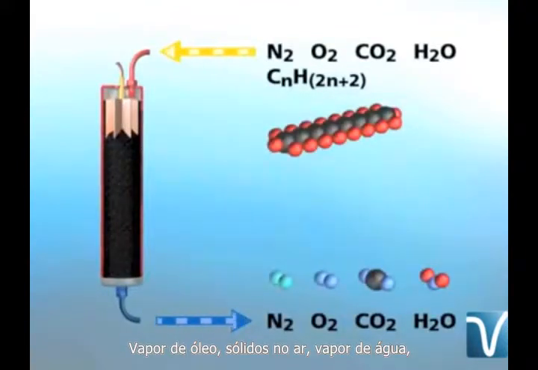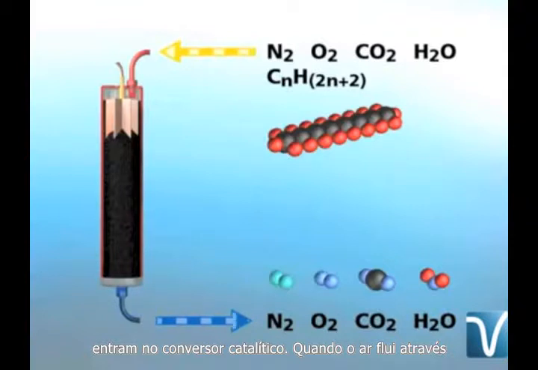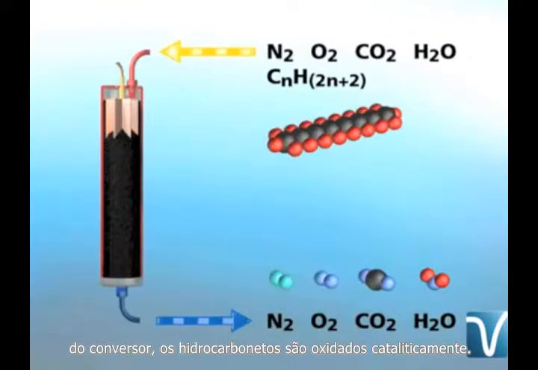Oil vapor, oil aerosols, water vapor, carbon dioxide and oxygen are entering the catalytic converter. When the air flows through the converter, the hydrocarbons are catalytically oxidized.